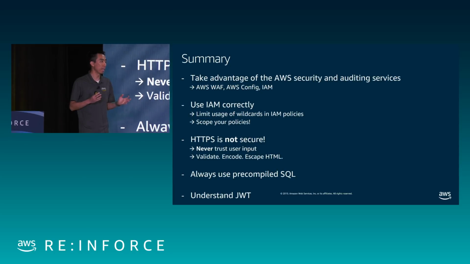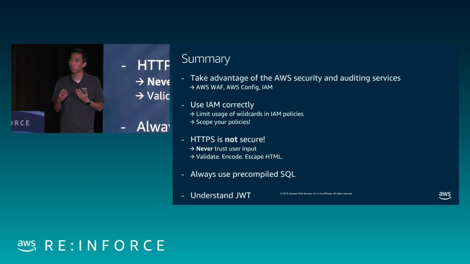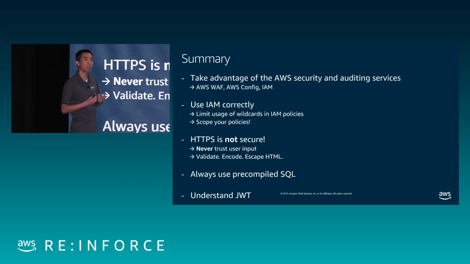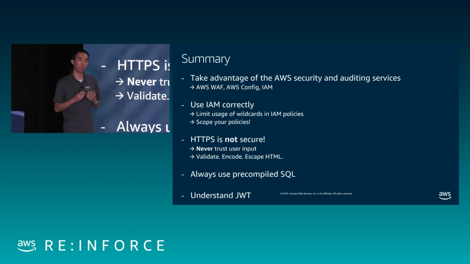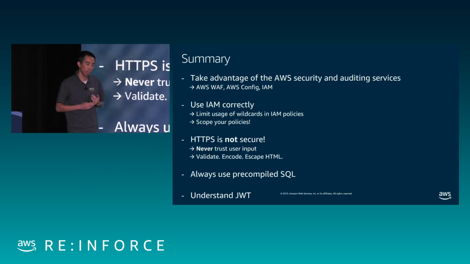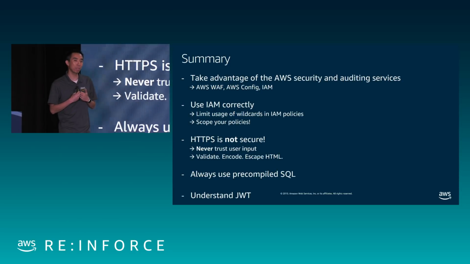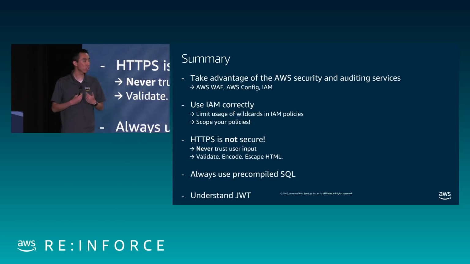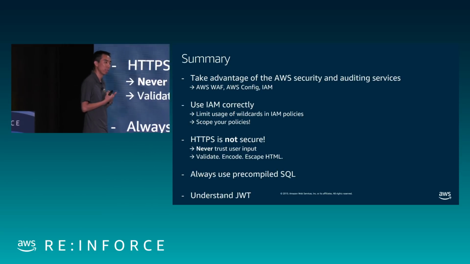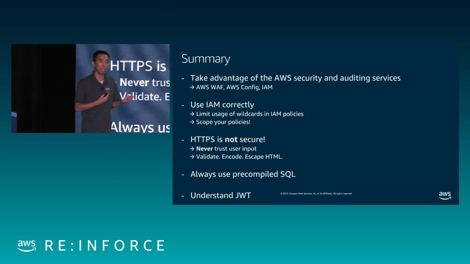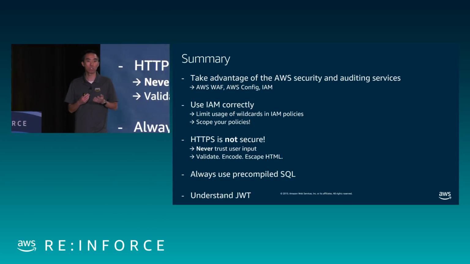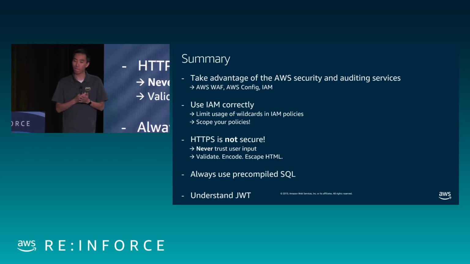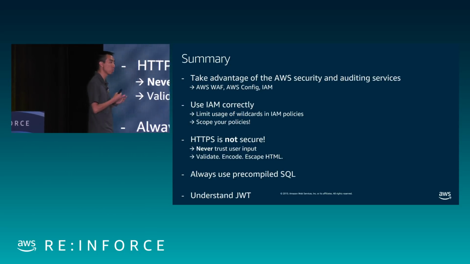Make sure you use IAM properly, right? Scope your policies. Don't allow wildcards in your policies. You should have some kind of automatic code inspection on your policies that detects wildcards. And those are generally red flags for your security team. And most importantly, remember that HTTPS is not secure, right? It's a secure channel for delivering information, but as we just saw, HTTPS is not secure just because you have it turned on, right? Your application still needs to validate user input.